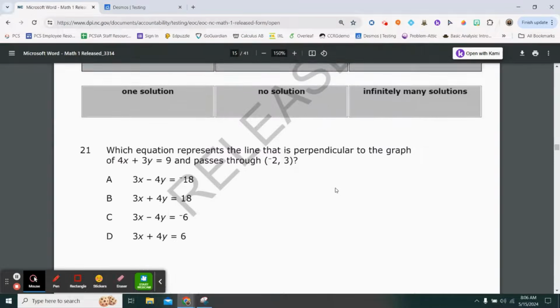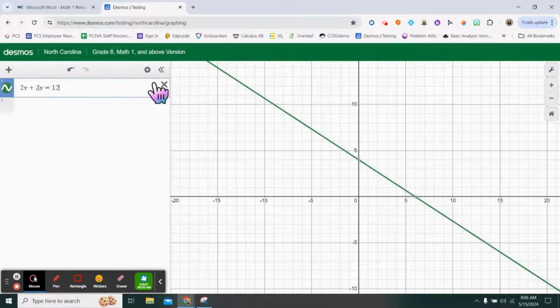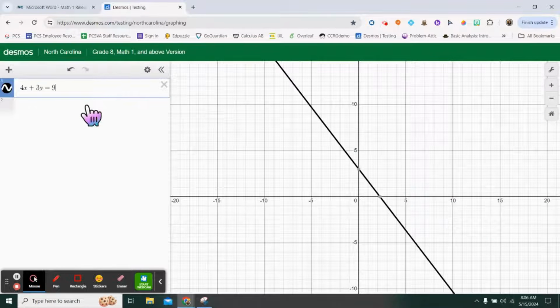All right, number 21 is one of the hardest questions on the release EOC in my mind because it requires a lot of steps, but not if you use the calculator. It says, which equation represents the line that is perpendicular to the graph of this equation and passes through this point? So I'm going to type that equation into line 1 of Desmos. Now, you do have to know a little bit of math here. You have to know what perpendicular means, which means it crosses at a right angle.